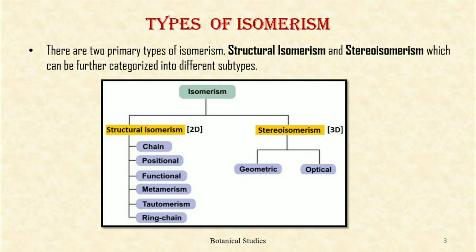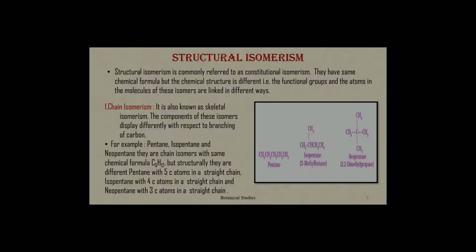Let us now discuss the types of isomerism. There are two primary types of isomerism: structural isomerism and stereoisomerism, which can be further categorized into different subtypes. Structural isomerism is categorized into chain isomerism, positional isomerism, functional isomerism, metamerism, tautomerism, and ring-chain isomerism, while stereoisomerism is further classified into geometric stereoisomerism and optical stereoisomerism.